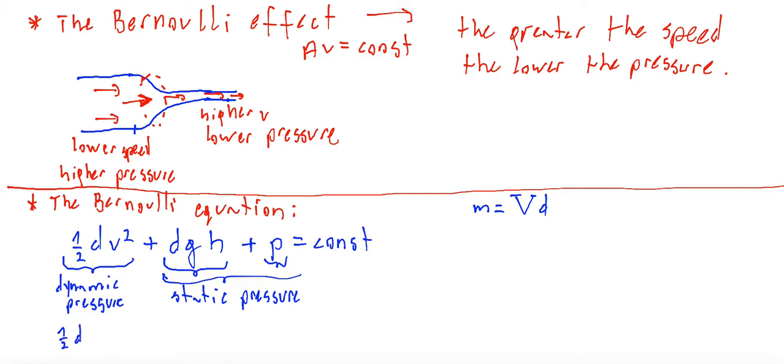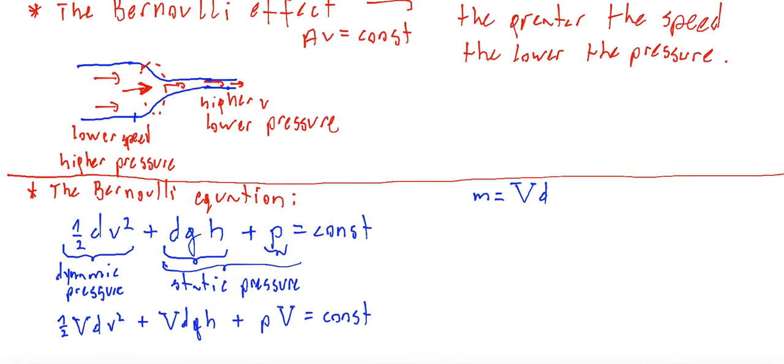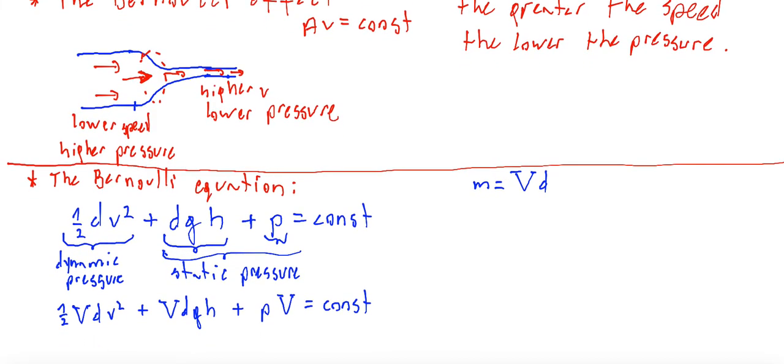So we have half of capital V d v squared, plus V d g h, plus pressure times volume. I multiplied this by V. It must be constant because a constant multiplied by volume is also a kind of constant. Okay, so now let's look. V times d is a mass, so half of m v squared plus V times d is mass, m g h.